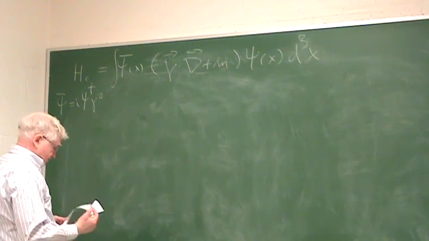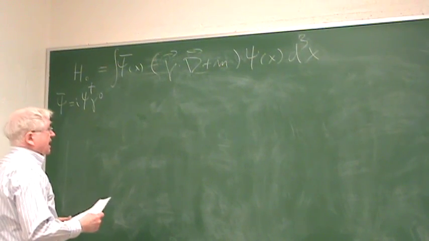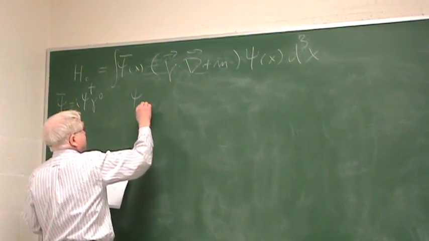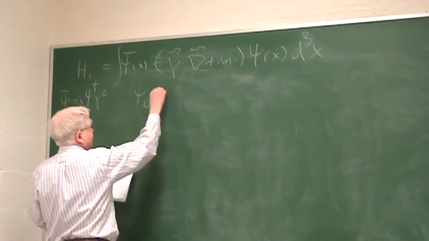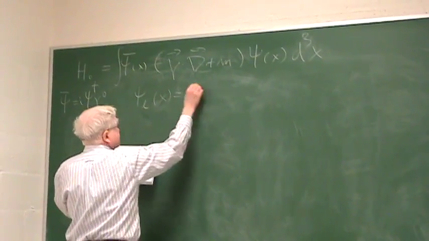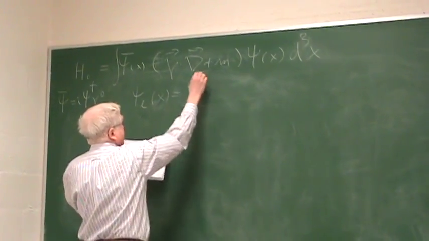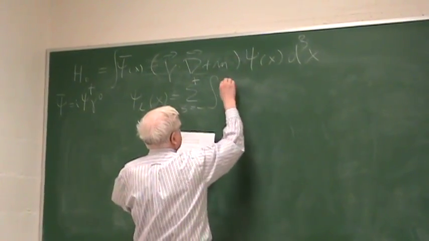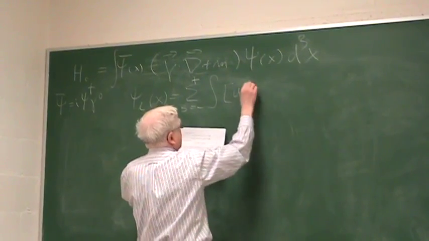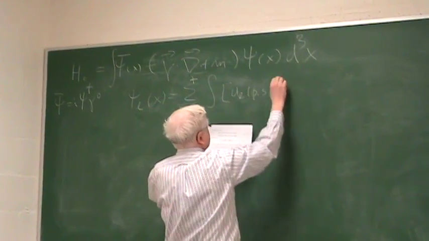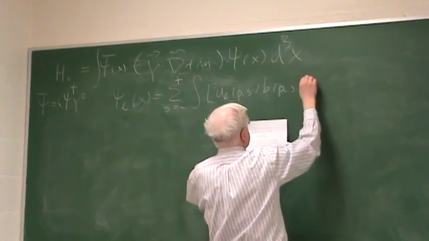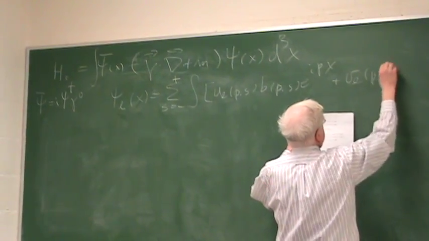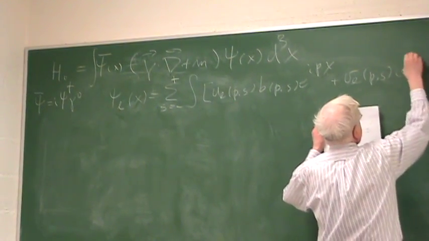All right, so as usual, we have to remember what these fields are. Well, psi_L, with L going from 1 to 4, of x is a sum over s equals minus or plus for the two, say spin up, spin down, of u_L of p and s, b of p and s, e to the i p x, plus v_L of p and s, and so on. You've seen this many times.